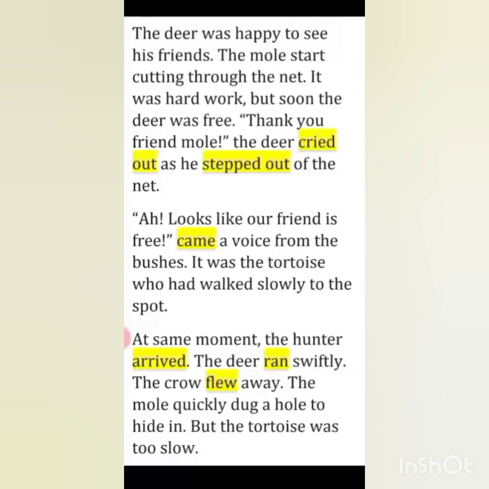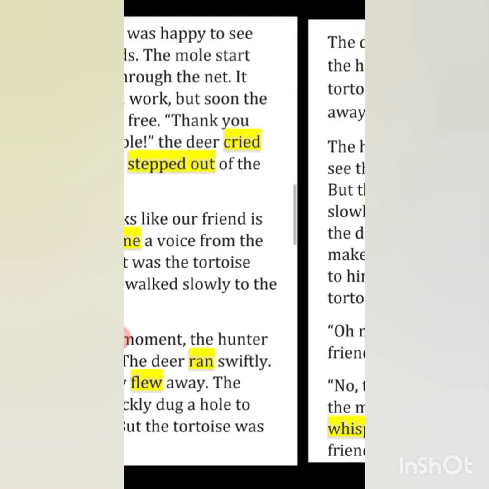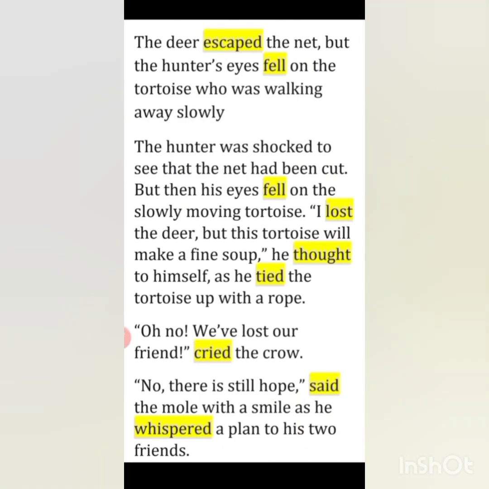At the same moment, the hunter arrived. The deer ran swiftly, the crow flew away. The mole quickly dug a hole to hide in, but the tortoise was too slow. The deer escaped the net, but the hunter's eyes fell on the tortoise, who was walking away slowly.